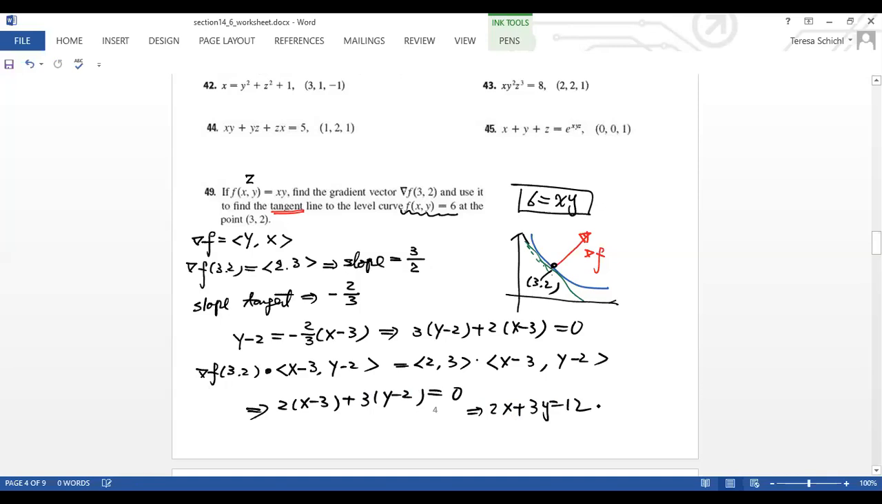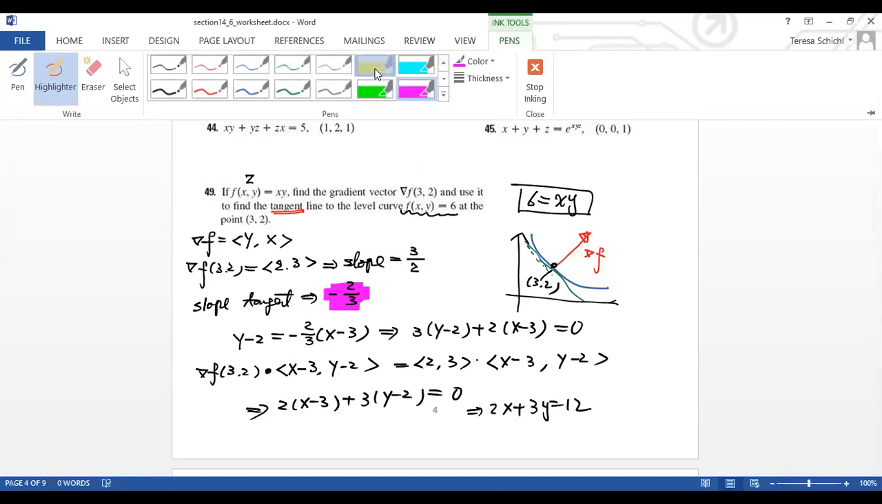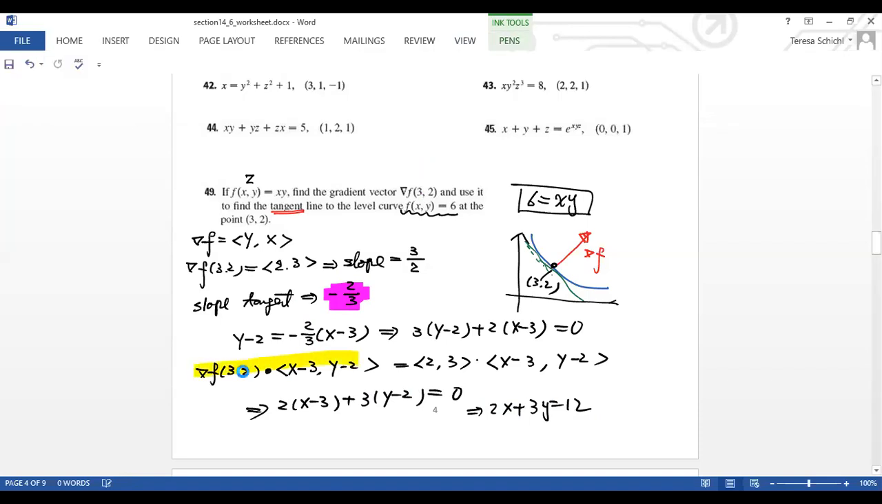All right. So in R2, you can use the geometry approach like we did here, or, instead of the geometry approach, you can directly use what we just did: your gradient vector dot product with the vector in the line will be equal to 0, right? Because it's perpendicular here. So that will be a lot easier to do.